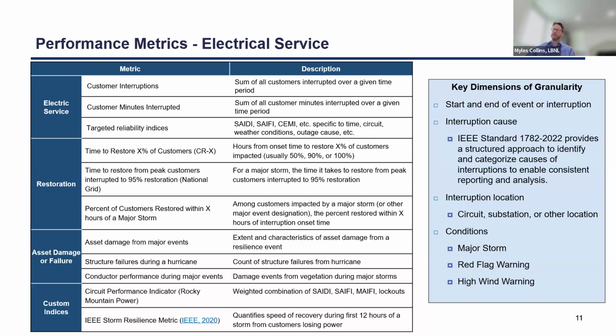Asset damage or failure, we're looking at the performance of the assets during the event, and then the custom indices there are metrics that may combine certain components, and it's more useful for ranking performance of resilience measures. Next slide.